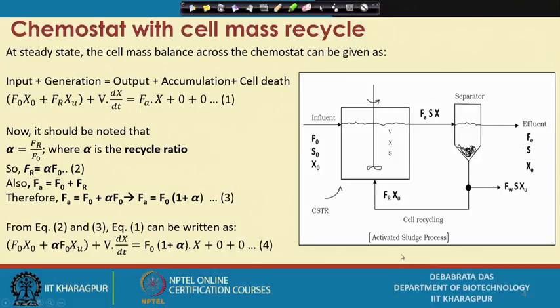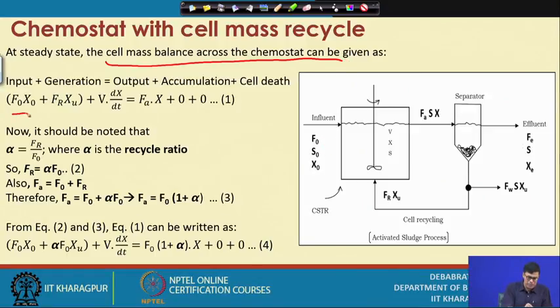Now the question comes: how can you write the balance equation? Let us first consider the cell mass balance across the chemostat. The input is F0 into X0 plus Fr into Xu, and this is the input of the cells. The generation is V into dx by dt. And this is the output, am I right? F is equal to F0 plus Fr, into X, plus accumulation under steady state condition.